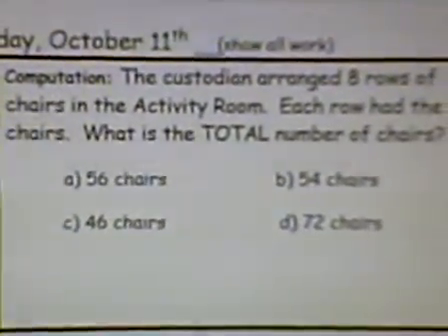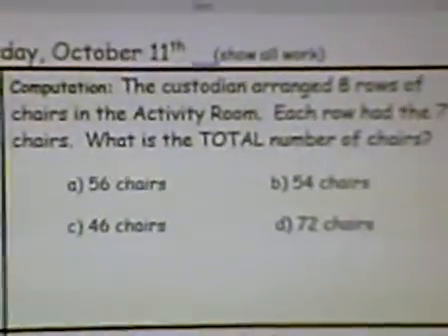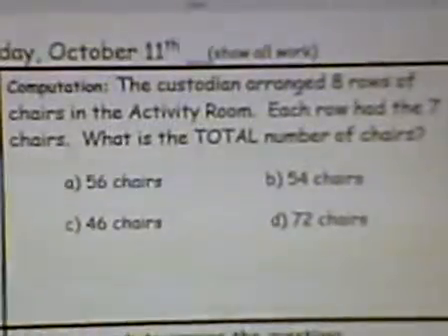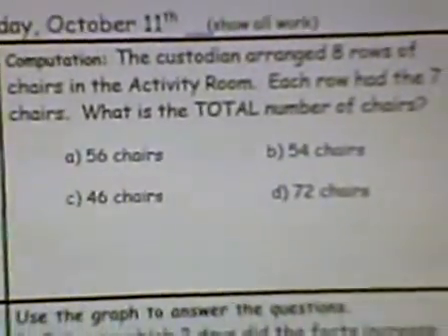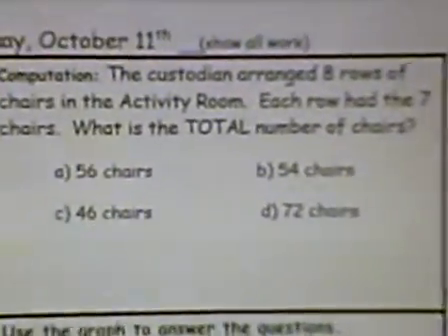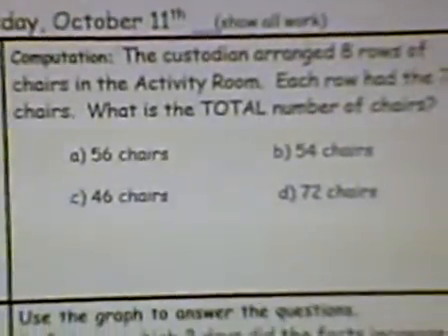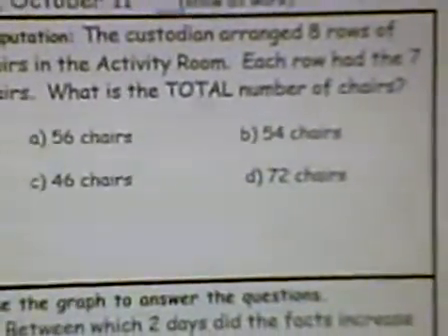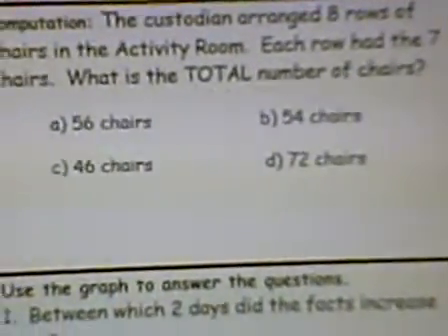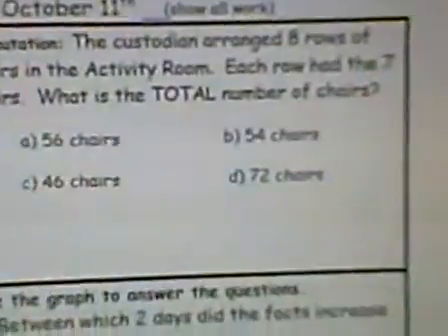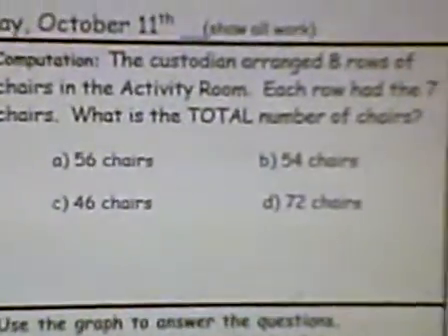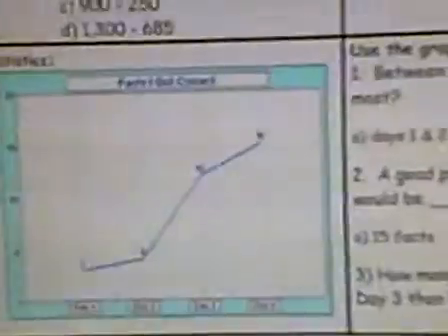The second computation question reads, the custodian arranged 8 rows of chairs in the activity room. Each row had 7 chairs. What is the total number of chairs? So this is kind of like an array where I have to multiply my numbers together. Now let's say I don't know 8 times 7 off the top of my head. Gotta use my handy dandy multiplication chart. 8 times 7, 56. 56 chairs is the total amount.